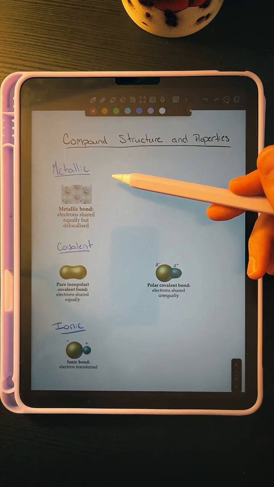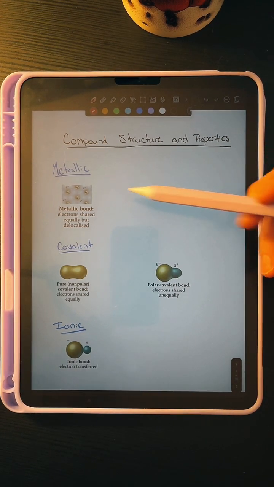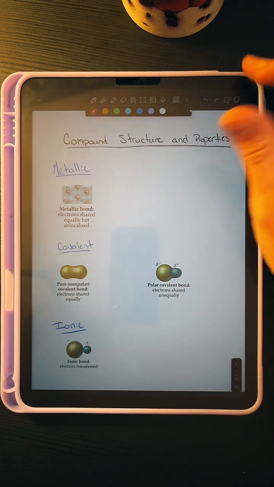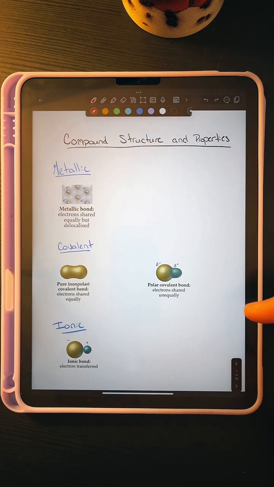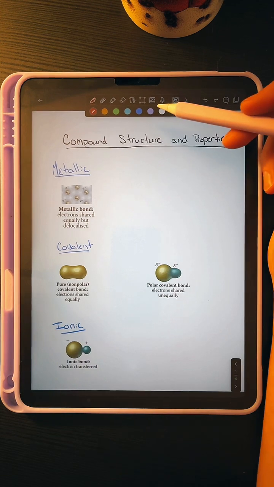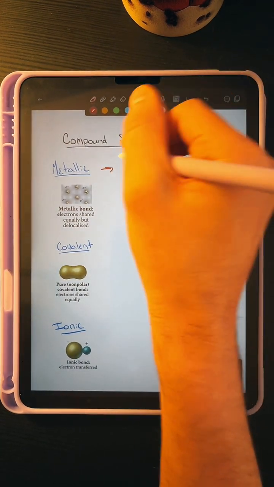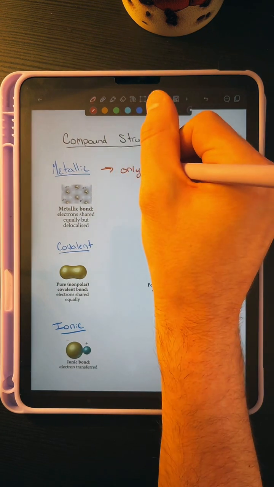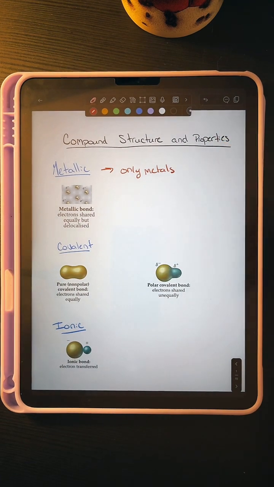Now, with something that's metallic, that'll be primarily, whoa, I cannot see. I'm going to have to turn my brightness up just a little bit because I can't see my screen at all. So when we talk about metallic, we're talking strictly about things that are only metals. So we only have metals in our compound.